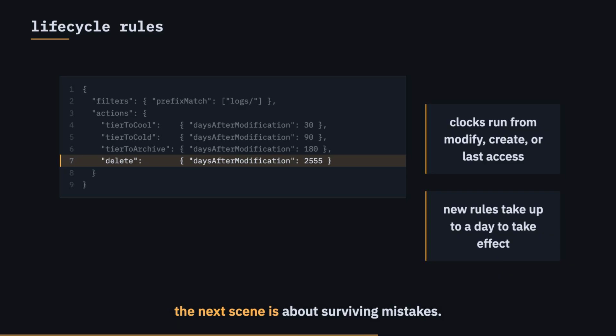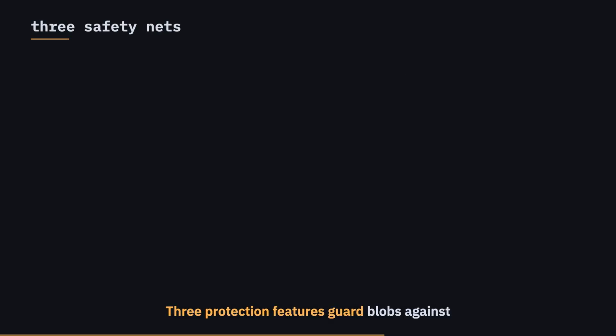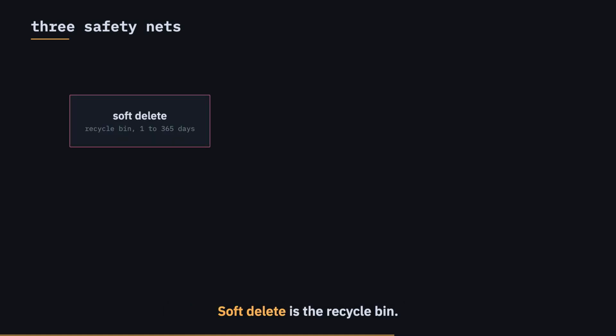The next scene is about surviving mistakes. 3 protection features guard blobs against human error, and the exam tests whether you know which one saves you from what. Soft delete is the recycle bin. Delete a blob and it lingers, invisible but recoverable, for a retention period you set between 1 day and a year. Container soft delete is a separate switch doing the same for whole containers.